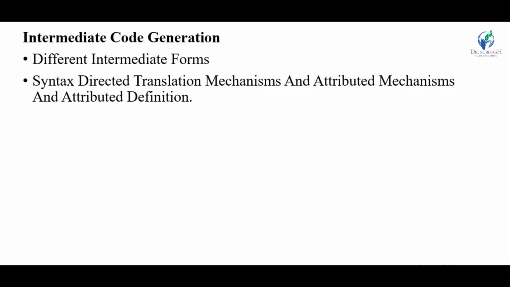Next unit is intermediate code generation. Then what is the role of intermediate code generation? In the analysis synthesis model of a compiler, the front end translates the source program into an intermediate representation from which the back end generates the target code.